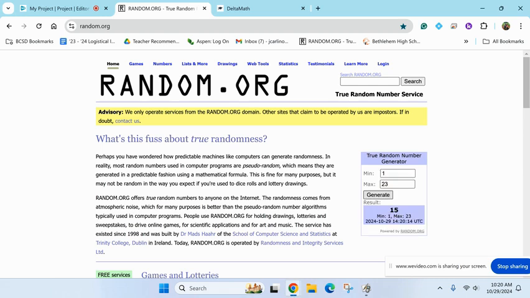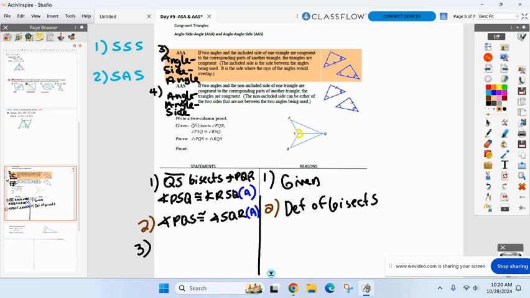Where's that side I'm looking for here, Theodore? It is... Yep. I got a shared side, so I can count it as a full side. SQ congruent to SQ. Reflexive.